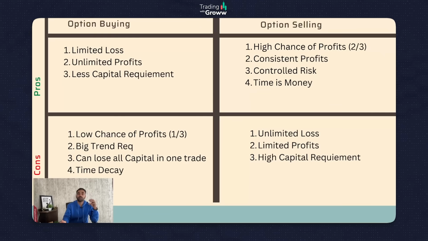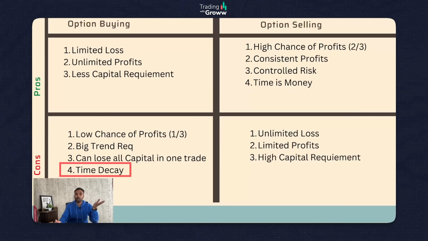And also, since the decay plays a vital role with respect to option buying, you can lose all your capital in just one trade. So when you try to buy an option, when you put all your capital in just one trade, if the movement is not in your favor and if the movement is not so swift and quick, then you can lose all your money in one trade.